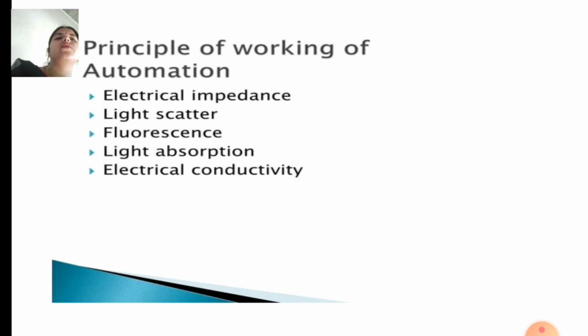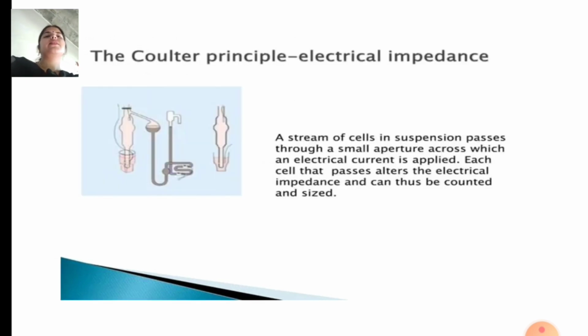Next are the principles of working of automation. Electrical impedance, light scatter, fluorescence, light absorption and electrical conductivity are used. First is the Coulter principle, electrical impedance. A stream of cells in suspension passes through a small aperture across which an electrical current is applied. Each cell that passes alters the electrical impedance and can thus be counted and sized.